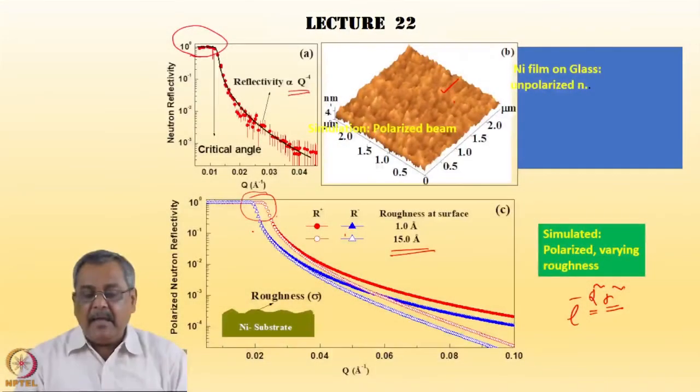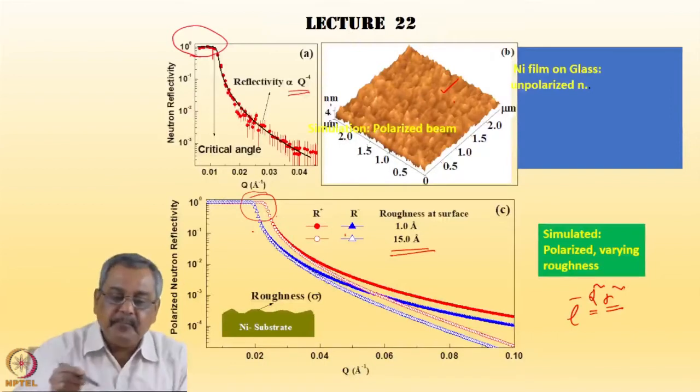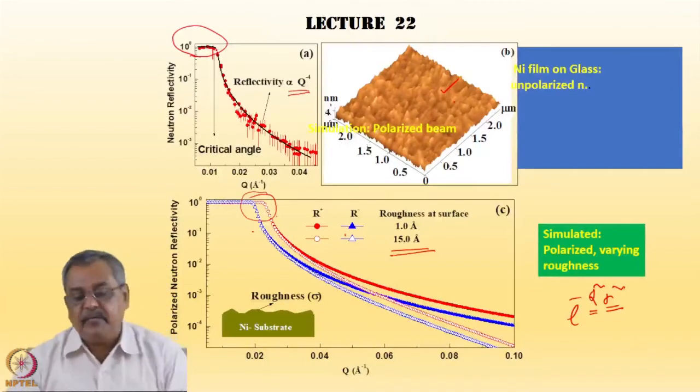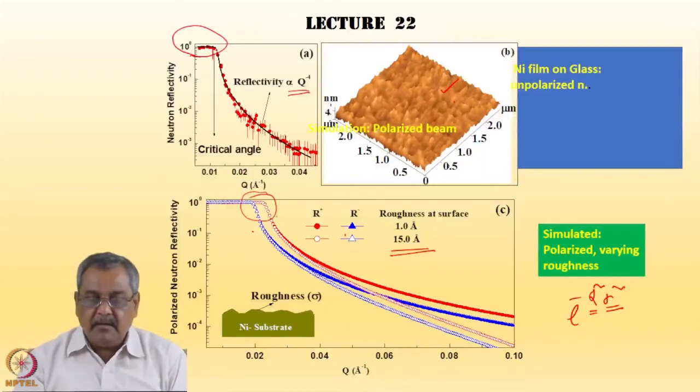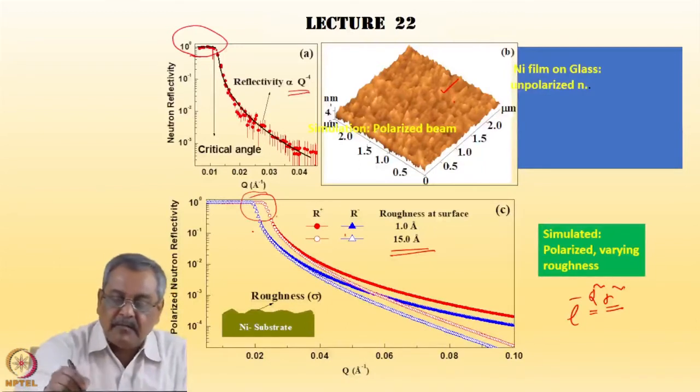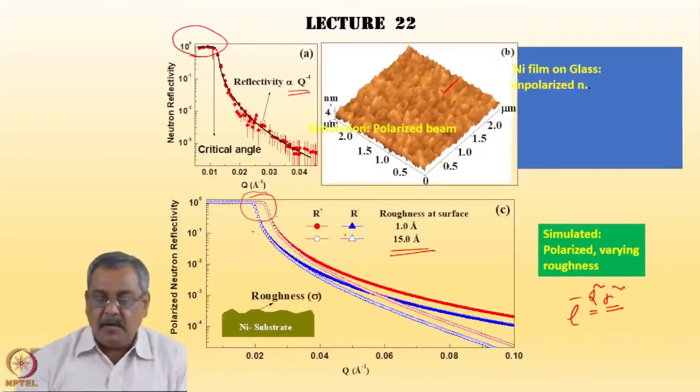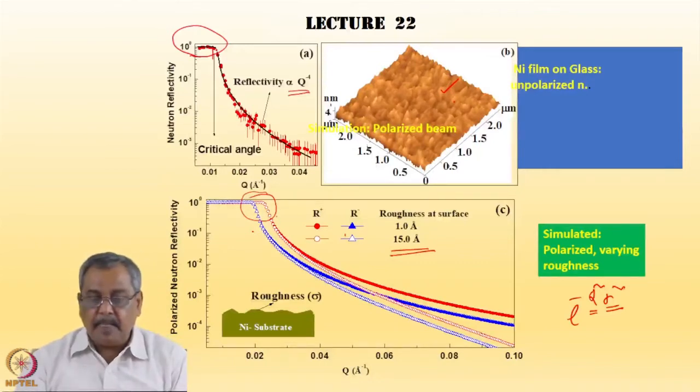So I stopped at this point, as I told you earlier, that I can find out the density of the film from the critical angle in general, and also the roughness of the film from the fall of the intensity profile. But usually these films are also of finite thickness. So what about the thickness of the film? Because that's also an important parameter and one would like to know.